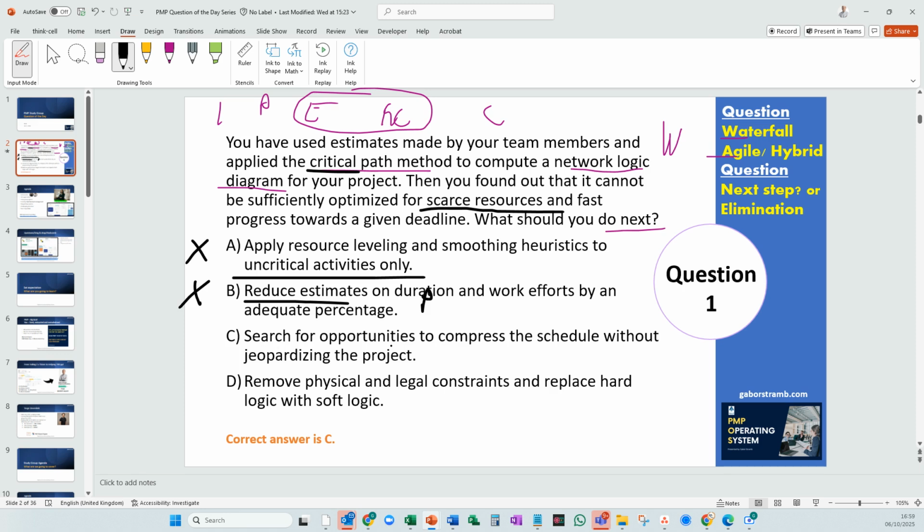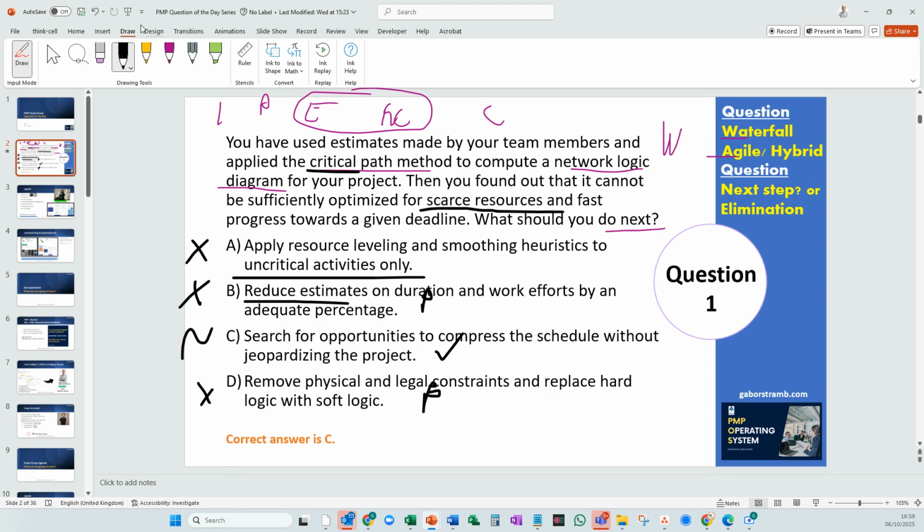Search for opportunities to compress the schedule without jeopardizing the schedule or the project. That sounds absolutely okay. And remove physical and legal constraints. Again, this should have been done as part of planning. See what I mean? In planning, you always have the perfect plan, which means doing any activities afterwards of removing these constraints shouldn't be the case. So the correct answer will be C.